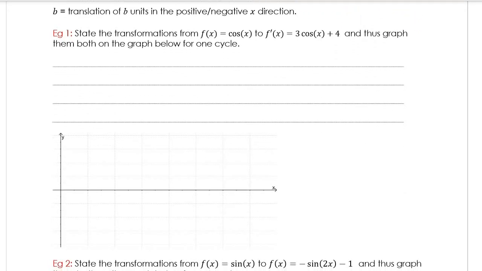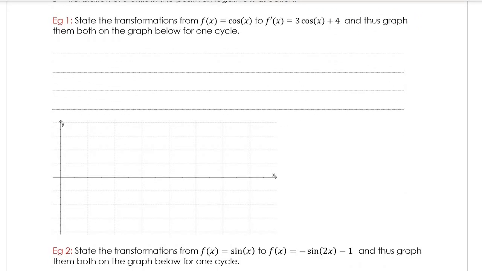So if we had a look at this function here, we're mapping from cos of x to 3 times cos of x plus 4, okay? When we map, we like to use something called y prime and x prime. So our original function here is y equals cos of x, and I'm going to call our new function y prime, and we're going to replace x with x prime. And the reason we do this is just so we don't get confused between our original function and our new function, okay?